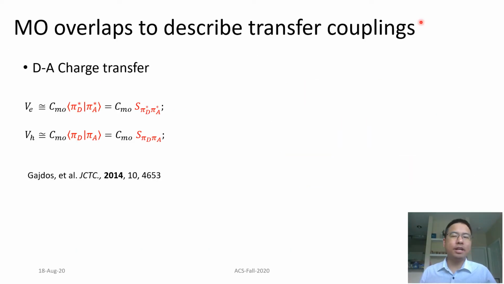In fact, people already use molecular orbital overlap to describe the electronic couplings. Like in charge transfer problems, people have found that the electron transfer coupling can be described very well by the LUMO overlap with a constant factor, and the hole transfer can be described by a HOMO overlap.